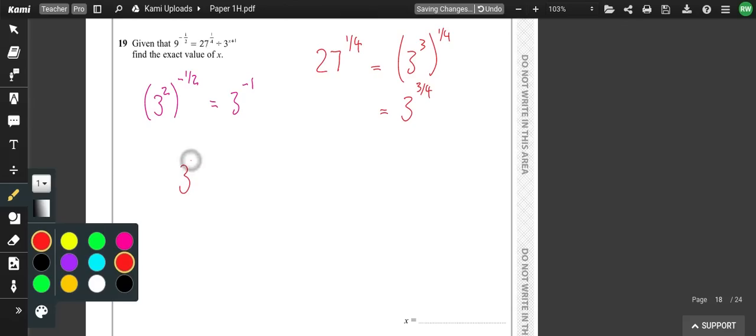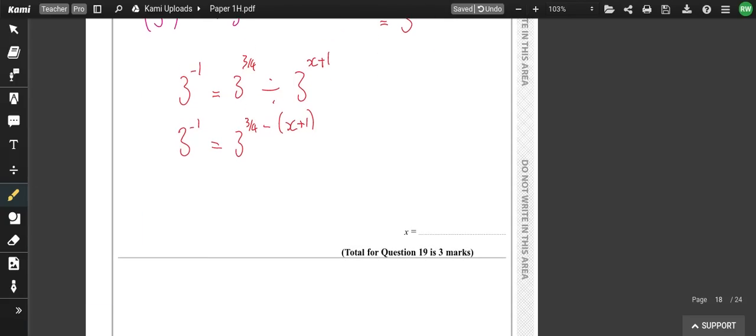So now I've got 3 to the minus 1 is equal to 3 to the 3 quarters divided by this 3 to the x plus 1. And see how I've got all of these in power base 3, the big 3 at the bottom. Let's tidy this up a bit. We've got 3 to the 3 quarters. Because we're dividing, we're going to subtract, and I've got x plus 1 there, so I'm going to keep that in brackets.